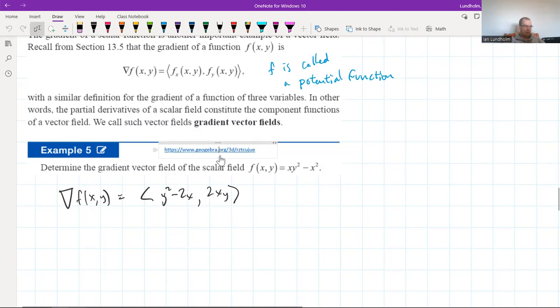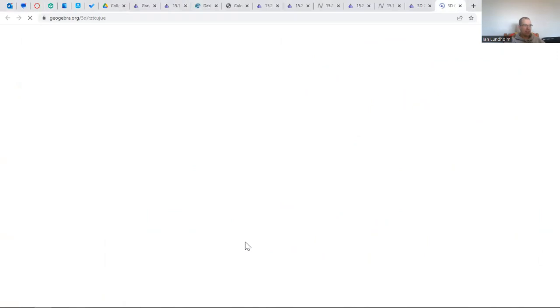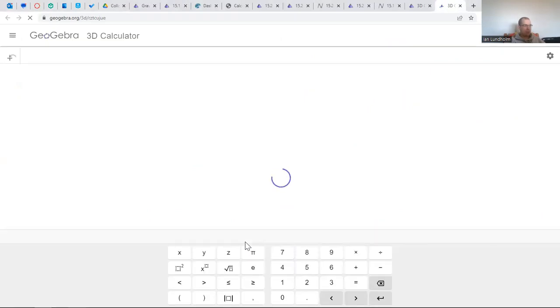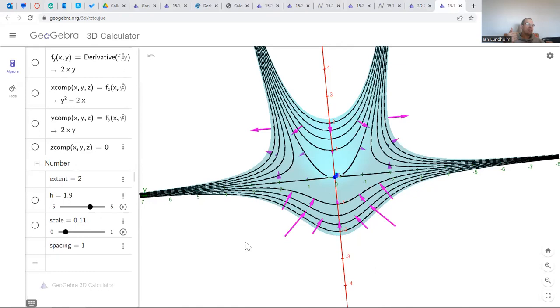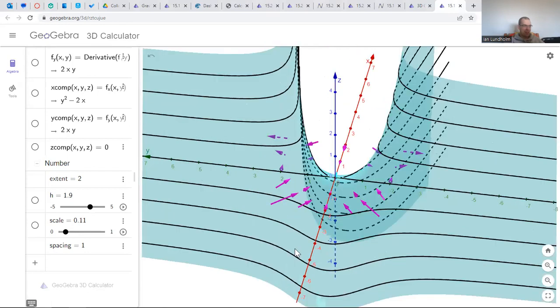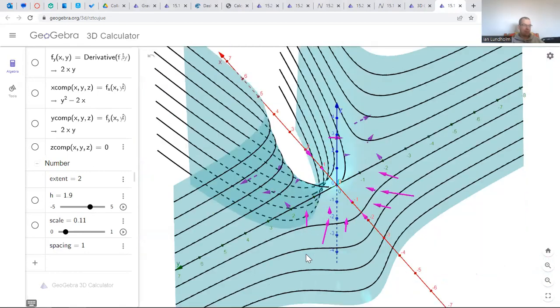Oh, the picture is actually not boring though. Let's see if this works, because we'll be able to look at the potential function and the vector field at the same time. If this opens correctly, we're waiting. Good job, GeoGebra. I mean, to be fair, I am asking GeoGebra to do a lot today.